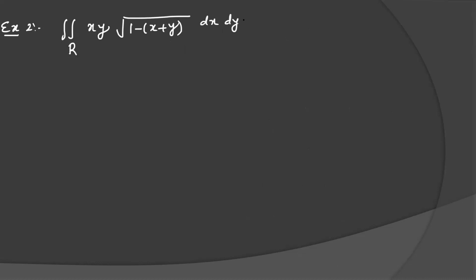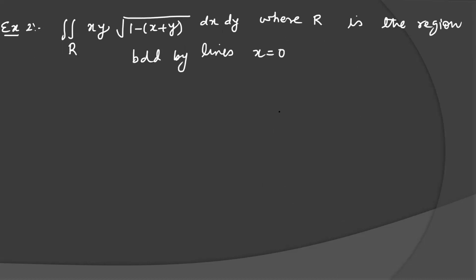I am giving one more example based on this topic only. The region in the xy plane, I will discuss: it is the integral of under root 1 minus x plus y, dx dy. This problem you cannot solve in the xy system because the integration is very complicated, where R is the region bounded by the lines x equal to 0, meaning the y axis, y equal to 0, meaning the x axis, and the x plus y equal to 1 line.